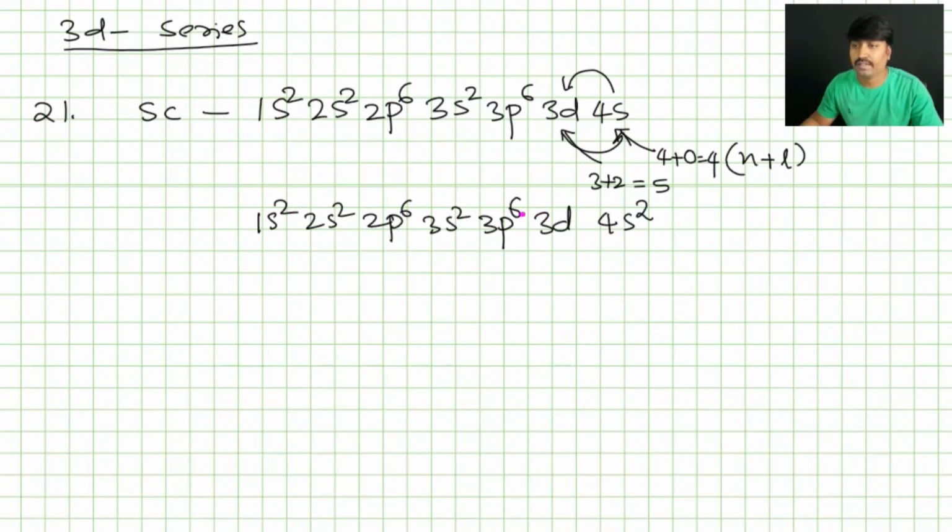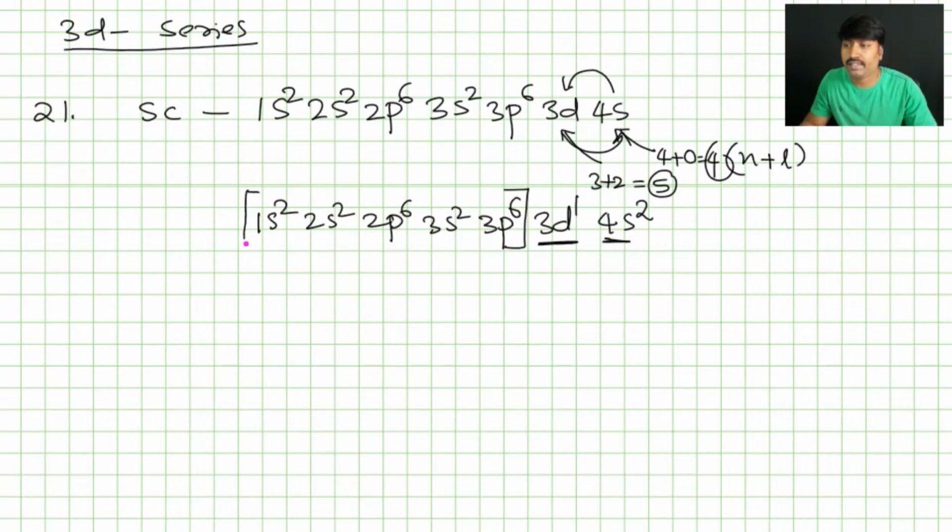So 10, 18, 20 and 21. D1 series. Okay, it is a D1 series we have. Now why I'm writing this? So 3d is filled later and first it fills the 4s. That's the case, students.